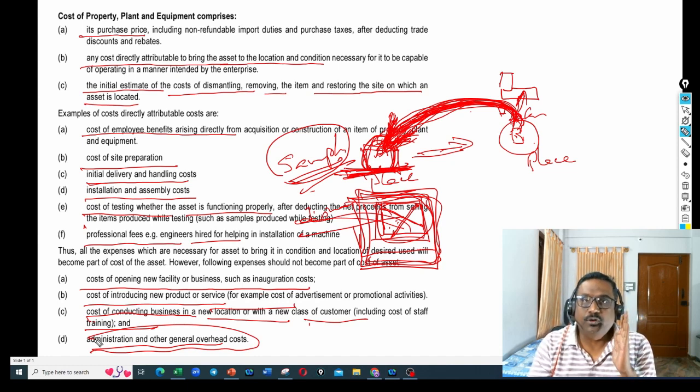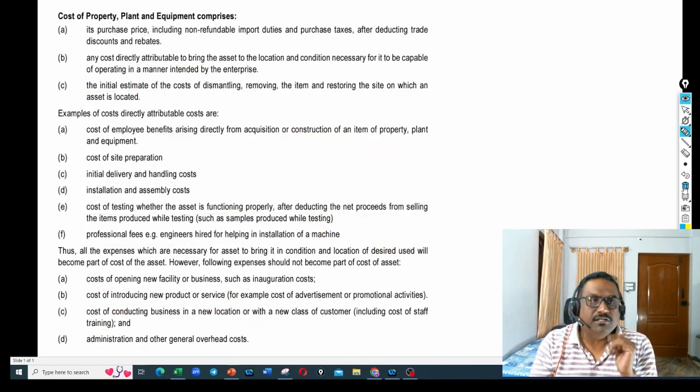This point also you need to keep in mind. This is about the cost of property: what are the expenses to be included, what are the expenses directly attributable to bringing the asset to the location, we discussed, and what are the expenses not supposed to be included as a part of cost of property, we also discussed. And I hope you are clear on this topic, right?